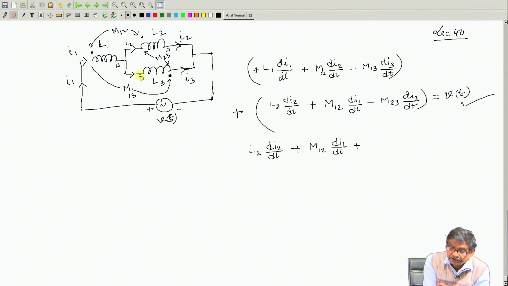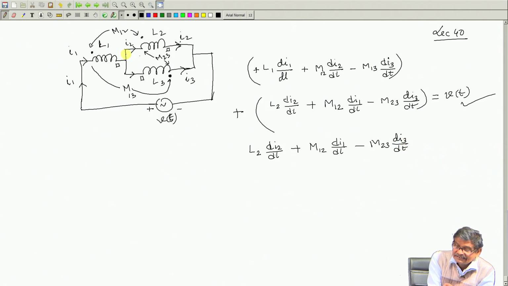So, what should be the polarity of this voltage? I2 is entering here, this must be minus, because the right hand side is plus, through the dot. So, this side will be plus. So, minus M23 di3 dt. Then 3 terms here I have reached from this to this point. Then from this to this point, it will be minus L3 dI3 dt.